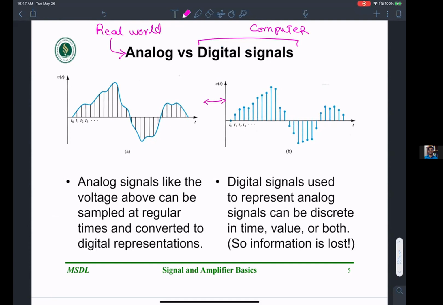And naturally we need to have a mechanism to go back and forth between analog and digital signals. So if you can see, what is happening here is the blue wave shown here, the analog signal, is approximated using a digital signal here. So there are some errors.